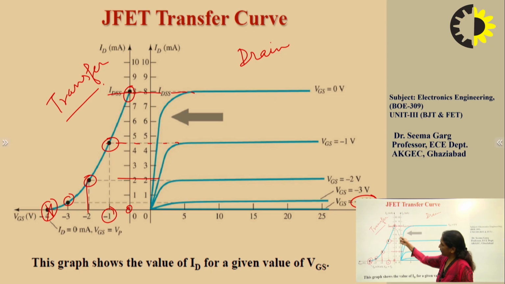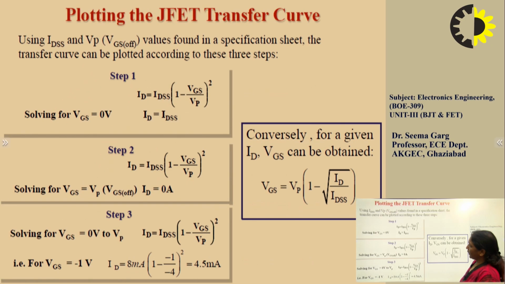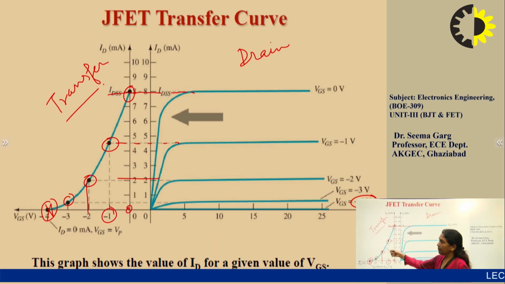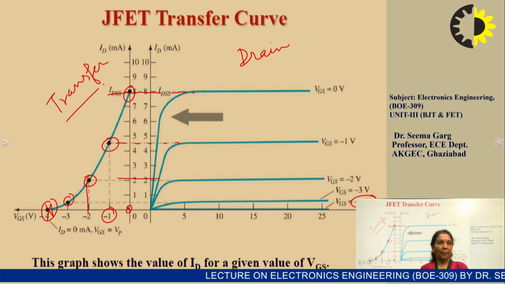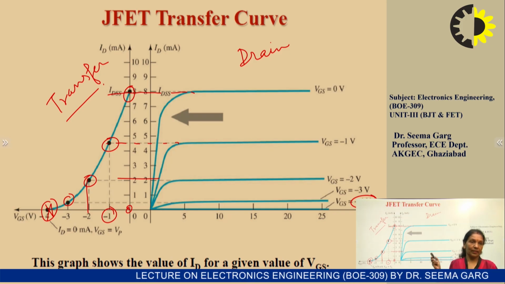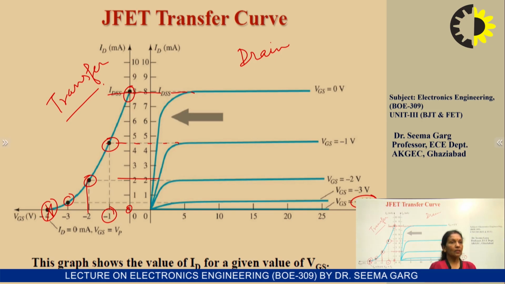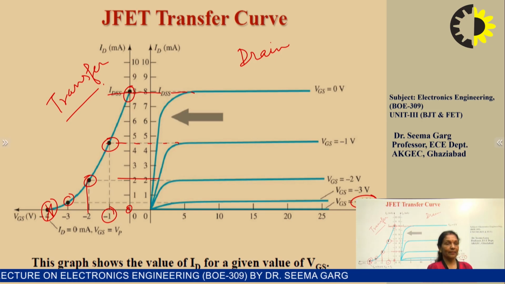Now between these, 3 points or 4 points or whatever number of points you want to take, you can calculate by solving for the value of VGS in terms of VP. Means VGS should be taken as VP by 4, VP by 8, VP by 16, intermediate points. So you can always calculate these currents with the help of either the Shockley equation or with the help of the graphical representation. So this is all about your junction field effect transistor.